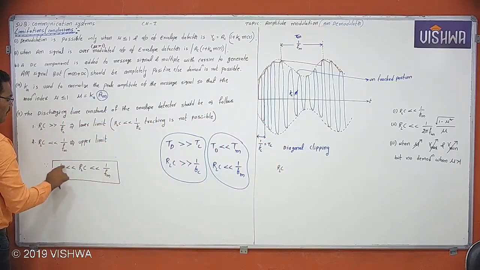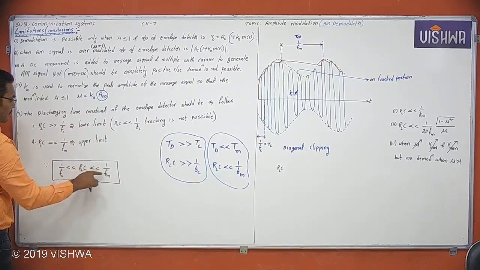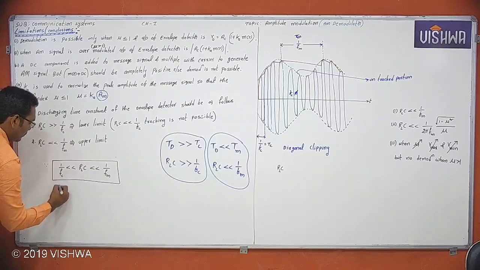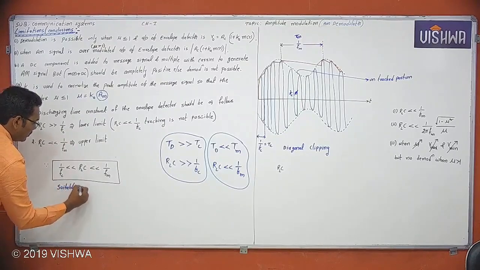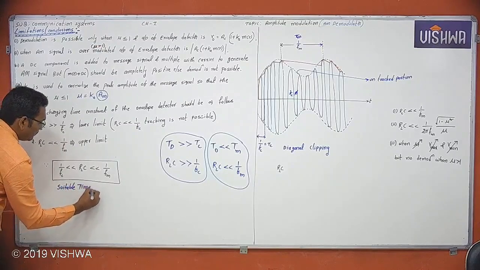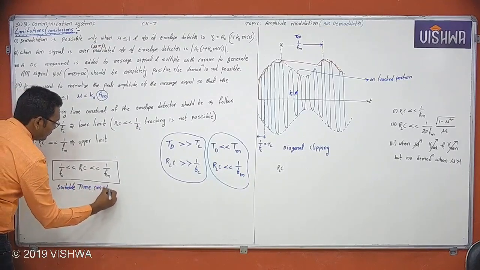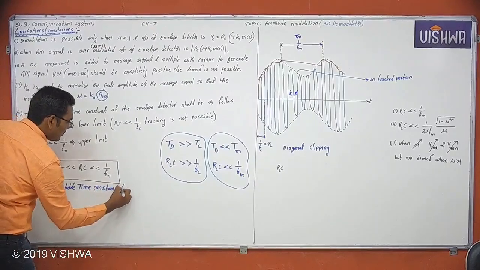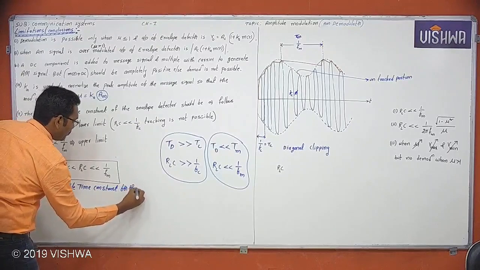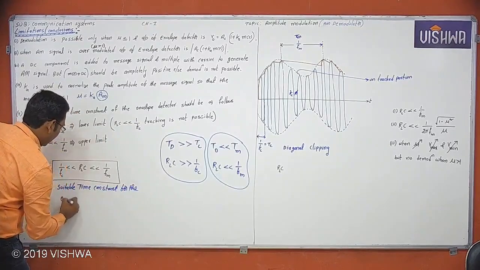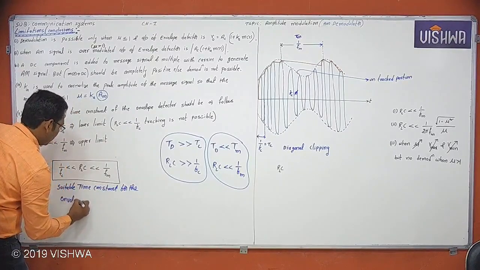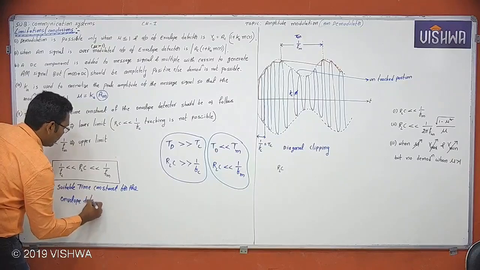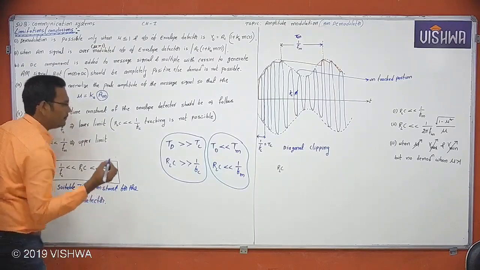So finally, these should be the boundaries of the envelope detector: 1 by FC less than RL into C less than 1 by FM. This is the suitable time constant for the envelope detector. Otherwise, the tracking is not possible.